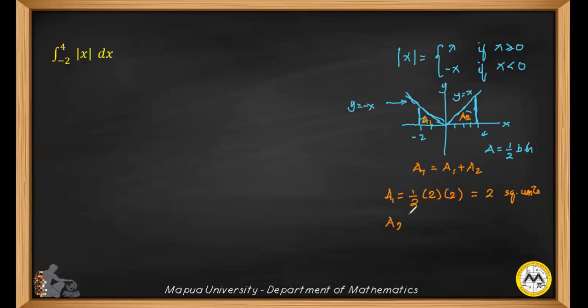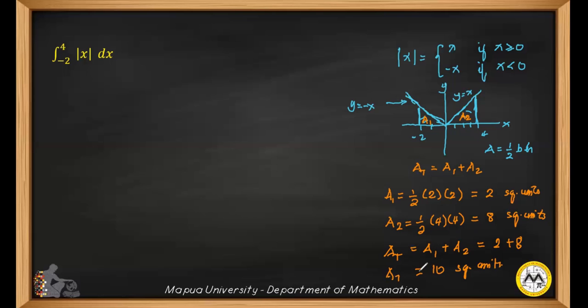And area 2, considering the bigger right triangle, is equal to 1/2 of its base. The base is equal to 4. The height is also equal to 4. Hence, this will give us area 2 is equal to 8 square units. Okay, hence, the total area, which is equal to area 1 plus area 2, is equal to 2 square units plus 8 square units, and this gives us 10 square units.